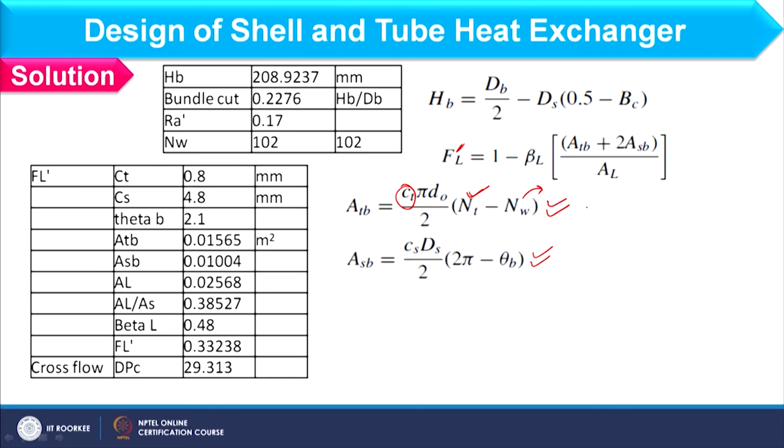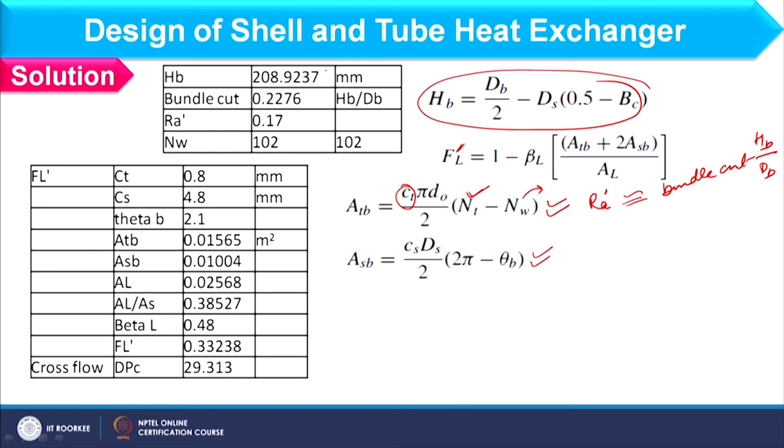Now, you have to find out NW, and for that you have to find out RA dash, okay, because NW is equal to NT into RA dash, and for that RA dash you have to find out bundle cut, okay, and that should be equal to HB by DB. So, first of all you have to find out HB using this expression, and the value of HB comes as 208.92. Once you have this value, HB by DB you can consider, which is coming as 0.2276 as bundle cut, and based on that you can find out RA dash value as 0.17.